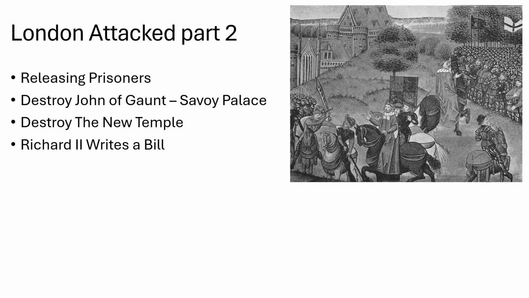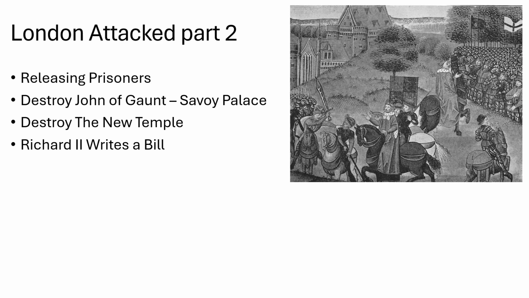But he's not here right now. He's off fighting the Scots. So they'll settle for the next best thing, which is to burn down his palace, the Savoy Palace, and destroy all of the other buildings he owns, and also all of the buildings his associates own. They also destroy the New Temple because they want to wipe out the legal profession entirely, because they think it was holding them down.